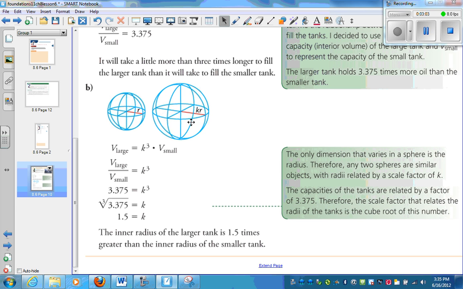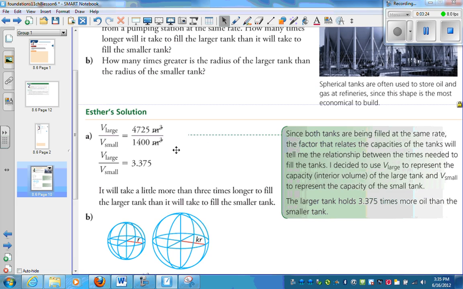So if I told you this radius was 300 meters, then I could divide by 1.5 and find the radius here. Okay? So it's simpler than actually having to find the dimensions. We're just finding k. And knowing that relationship of k cubed, or when we're talking about area, k squared, is really important.